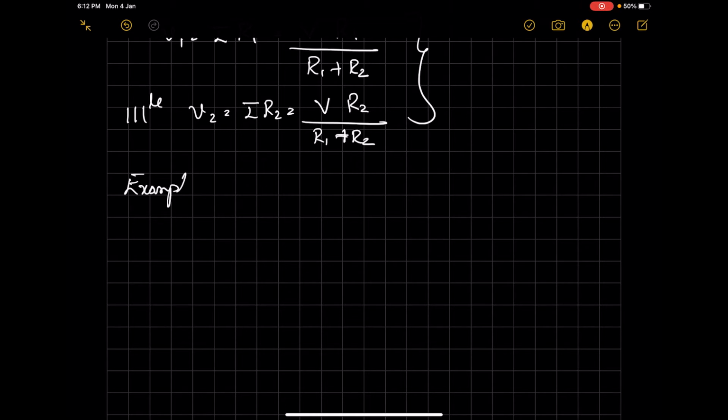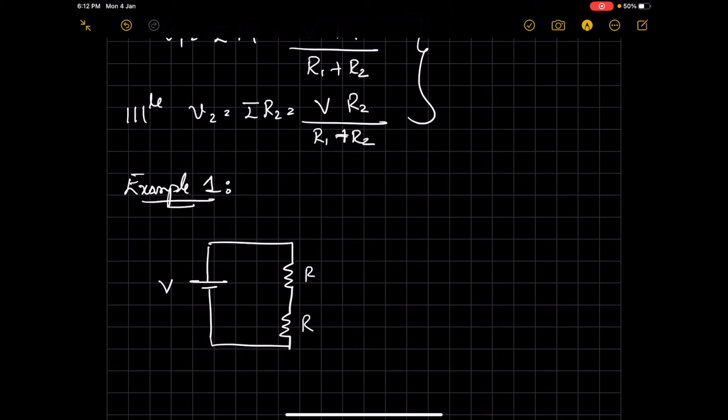Example 1. You have a voltage source V applied to two equal resistances in series. And we need to find V1 and V2. So the first rule is to find the current in the network. I is nothing but voltage applied V divided by the total resistance, which is R plus R. So it's V by 2R.